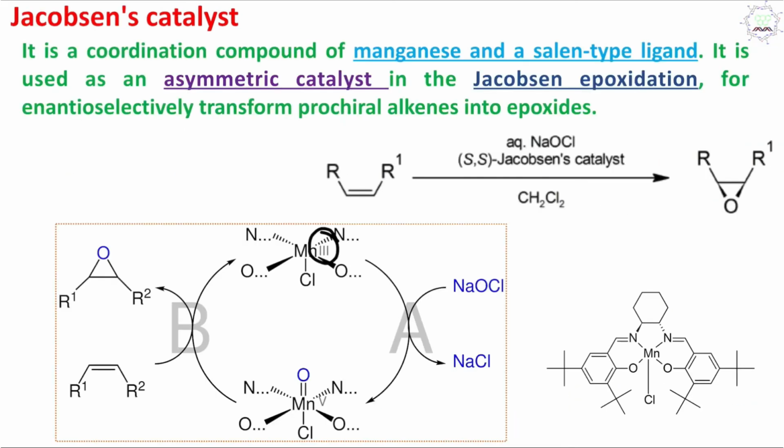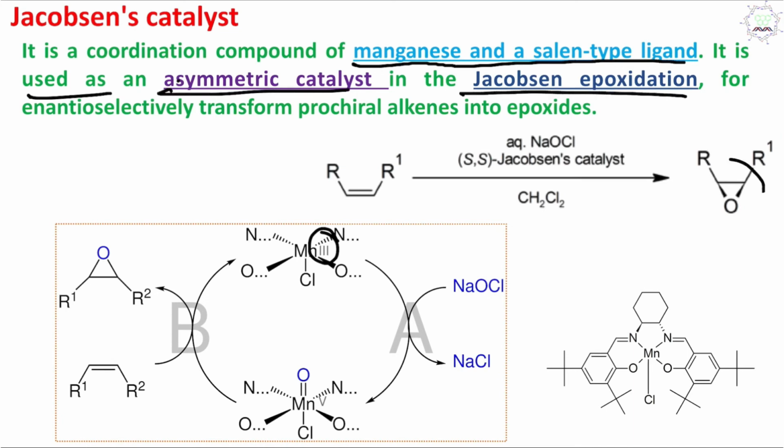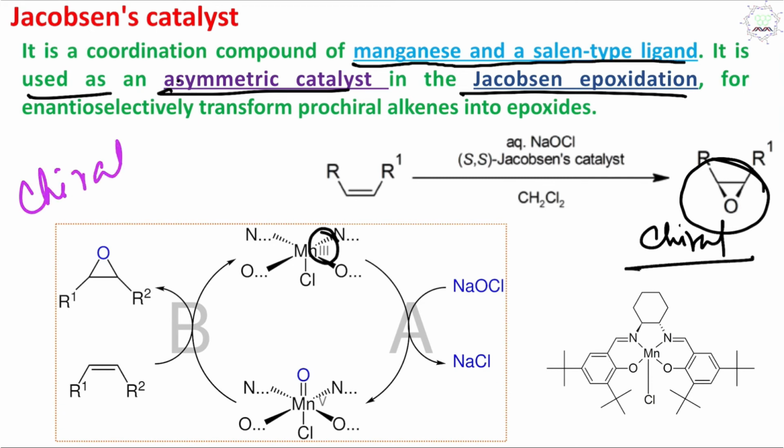Now what is the Jacobsen catalyst actually? It is a coordination compound of manganese and a salen type ligand. It's a coordination compound, tetradentate ligand, and it is used in asymmetric catalysis. I shall explain in the Jacobsen epoxidation. The epoxide which is produced is asymmetric, or you may consider this a chiral epoxide. So this is also a chiral synthesis. I know you people are very much interested in this chiral synthesis, so this is one of the examples.